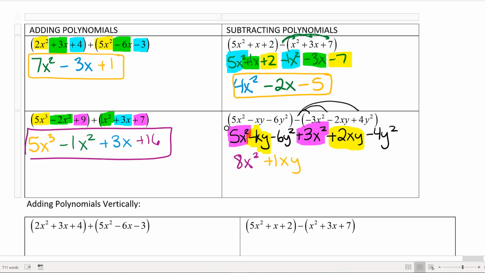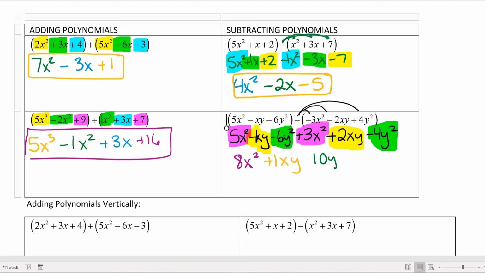And then lastly, I'm looking for y squareds. So here I have 6y squared and negative 4y squared. So negative 6 minus 4 more. So because they're both the same sign, I add the values and get 10y squared and keep their sign negative. None of these, my answer, are like terms, so I know I am done.